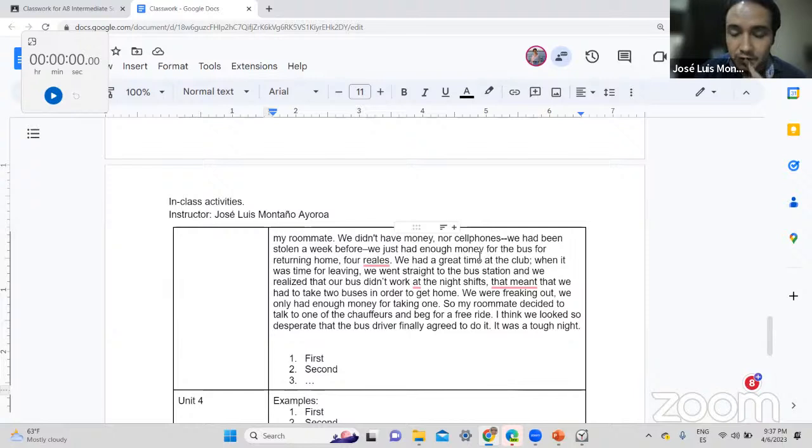All right. So here you have to decide something. Why? Because you have a lot of complete ideas here. This is the first one, right? We didn't have money nor cell phones, right? Then you are explaining this, and then you're saying we just had enough money for the bus. So this is another complete idea. If we have this here, it means that we are just separating this with commas, because this dash, remember, works as a comma in this case, right? So it cannot be the case.